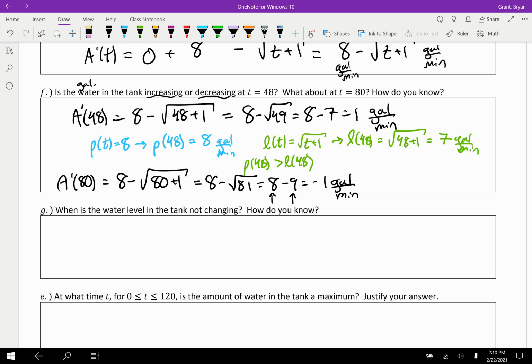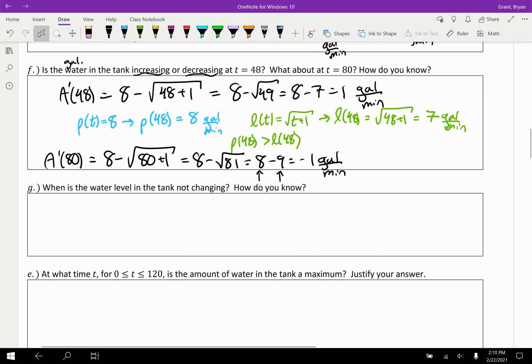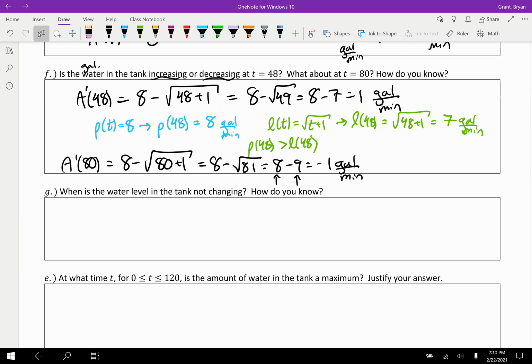When is the water level in the tank not changing? Well, for the water level to be not changing, I can think of two ways to do that, but I think relating this most closely to the previous part, increasing or decreasing was all about A prime, and not changing, wouldn't that mean when the rate out and the rate in are equal, right? Let's say that you're going in at 8 gallons per minute, but you're also losing 8 gallons per minute, so you're filling up as much as you're losing. Yeah? So I think two ways to think about this.